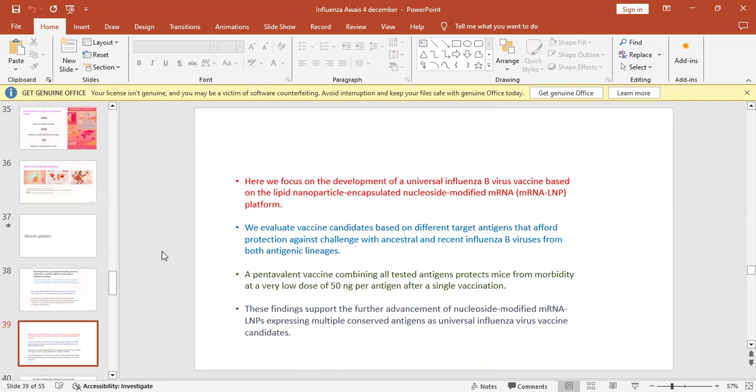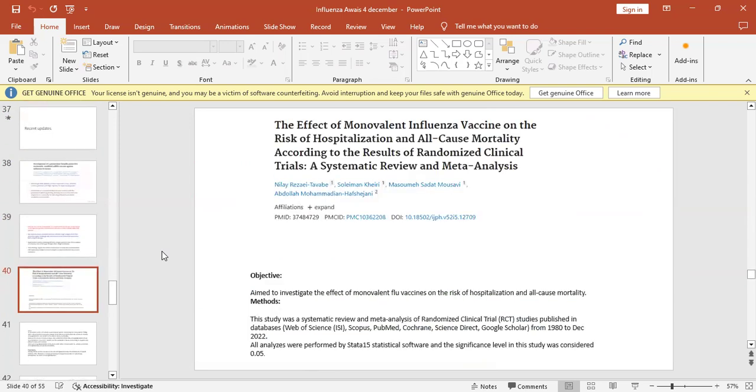These findings support the further advancement of nucleoside-modified mRNA LNPs expressing multiple conserved antigens as universal influenza virus vaccine candidates. Now, the second article is the effect of monovalent influenza vaccine on the risk of hospitalization and all-cause mortality, according to the results of randomized controlled trials. This is a systematic review and meta-analysis.